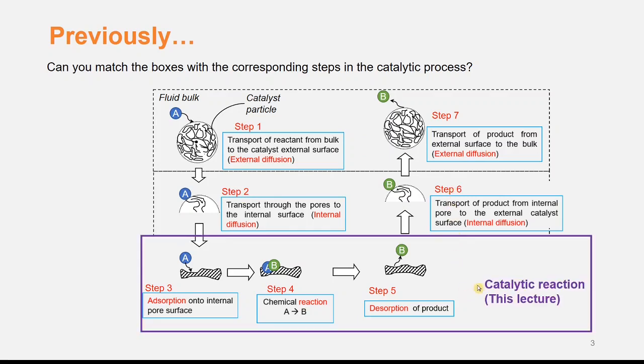In this lecture, we will consider the catalytic reaction process, which comprises 3 steps: the adsorption of reactant A, surface reaction where reactant A is transformed into product B, and desorption of product B. In the succeeding lectures, we will consider internal diffusion and then external diffusion, and eventually, we will design the whole reactor based on the knowledge that we have of what takes place within and in the vicinity of a single catalyst particle.